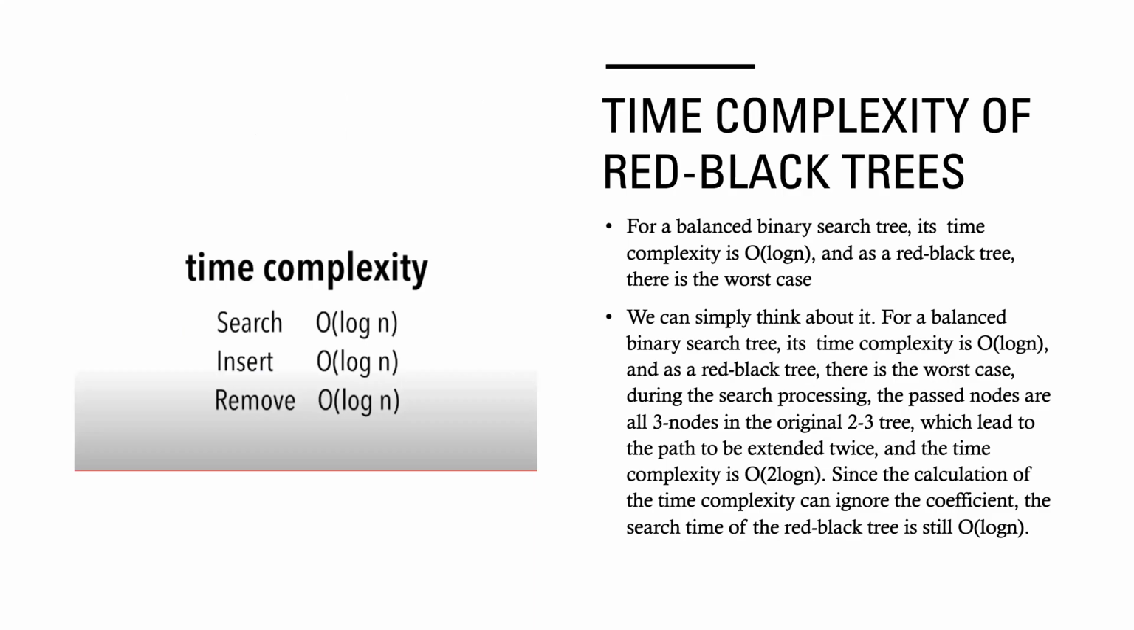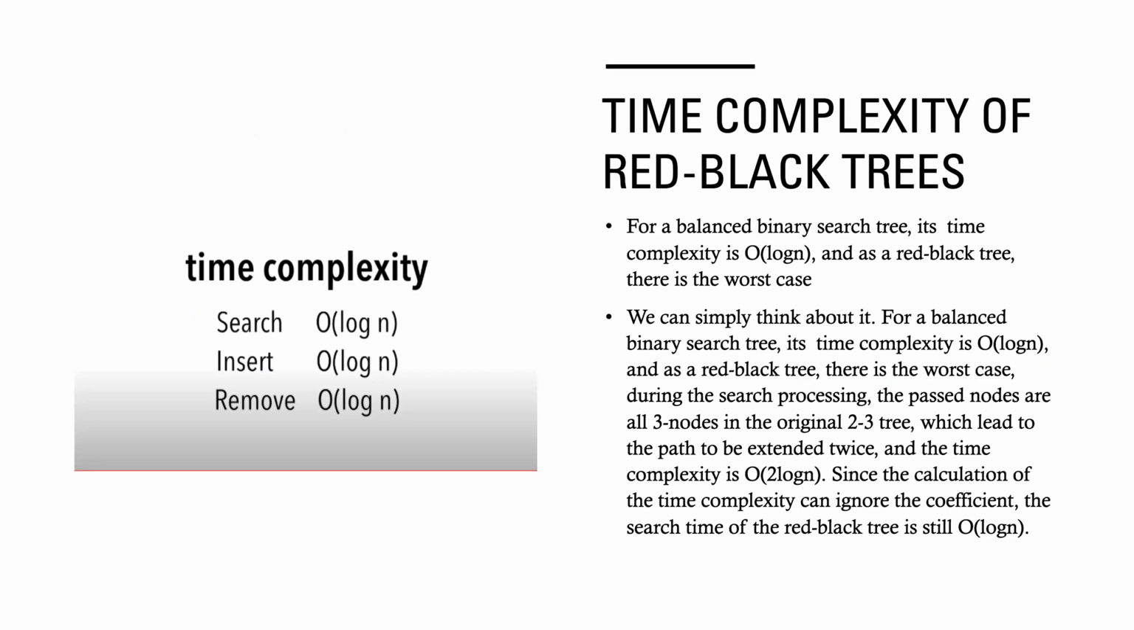Next is time complexity. The red and black tree time complexity is big O log n: the search time is big O log n, insert time is big O log n, and the remove time is still big O log n. So we can simply think about that.